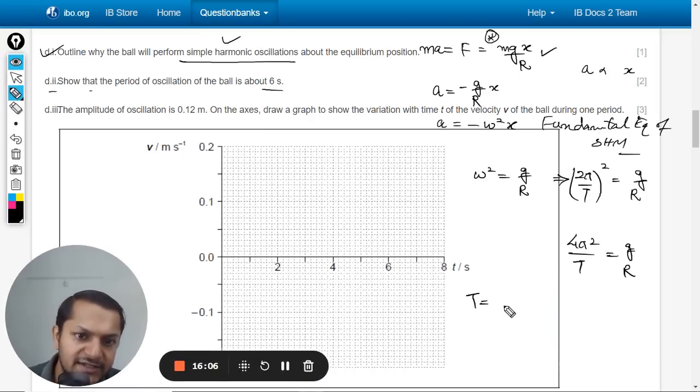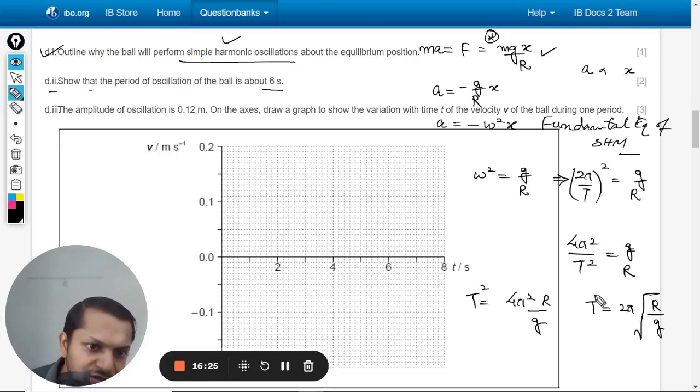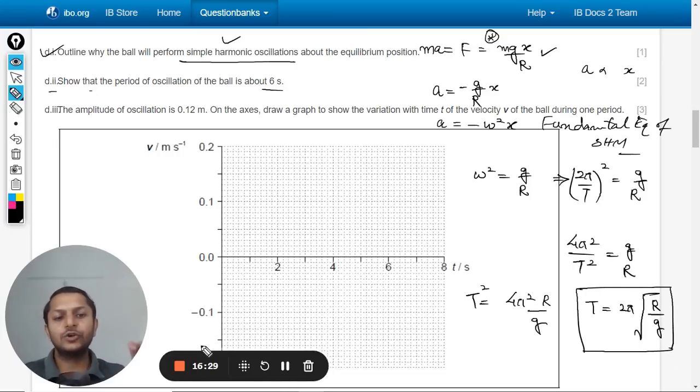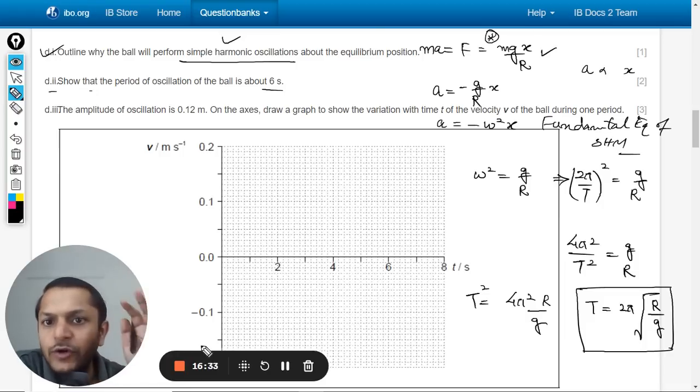So T is given by like this. I think there will be a square root also. Oh, T squared. Yeah. And so T is coming out to be 2 pi square root of R by g. Here we just plug our values there and we find the value of T. So that would be coming out to be 6 seconds.